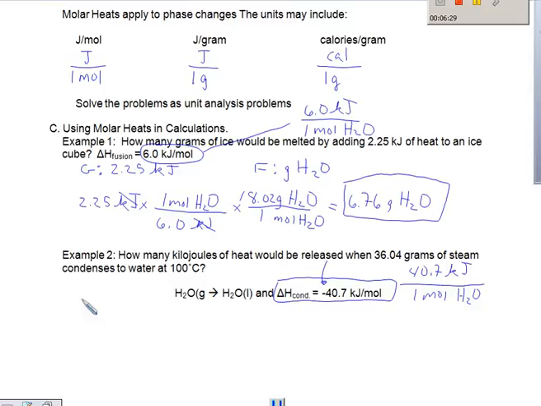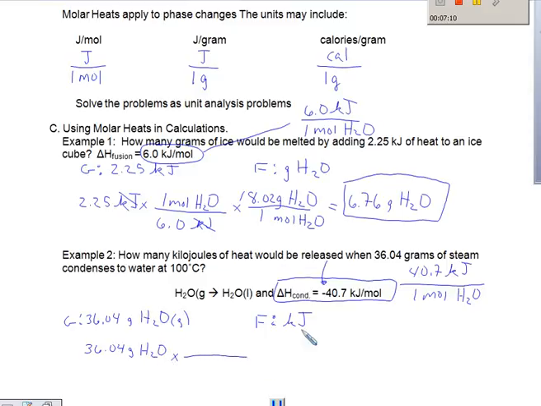Our given is 36.04 grams of H2O. And in particular, it's in the gas phase, so we can go ahead and put that in. So that's in the gas phase. And we are looking for kilojoules. So let's go ahead and start this off. We have 36.04 grams of H2O, or water.